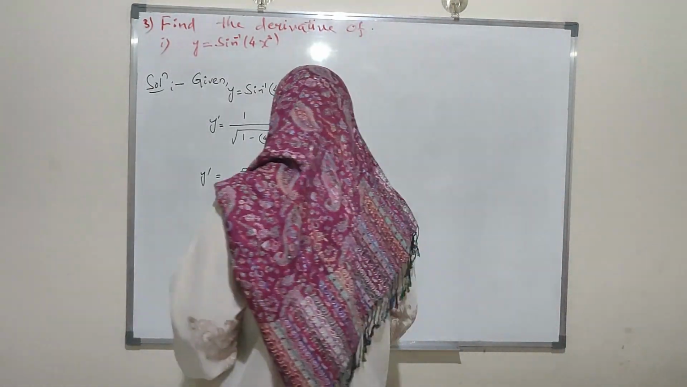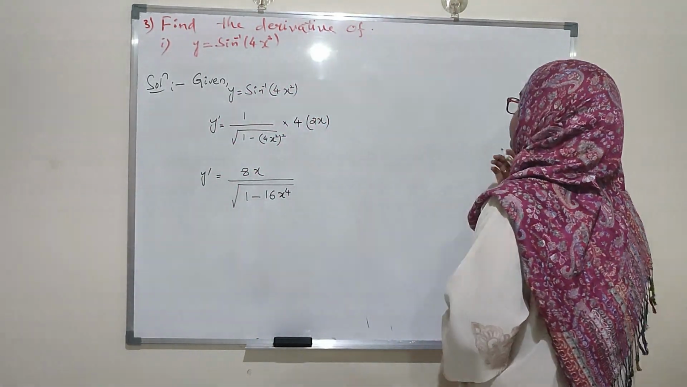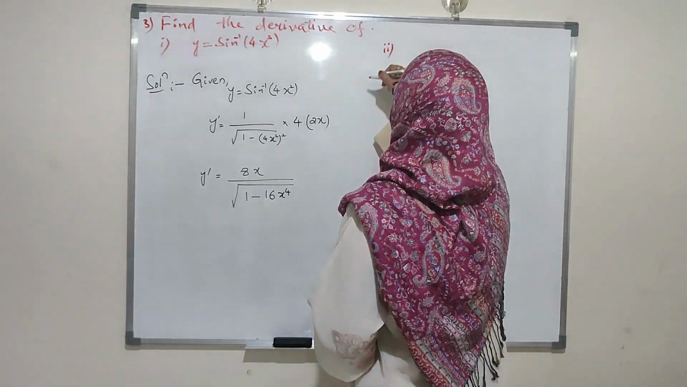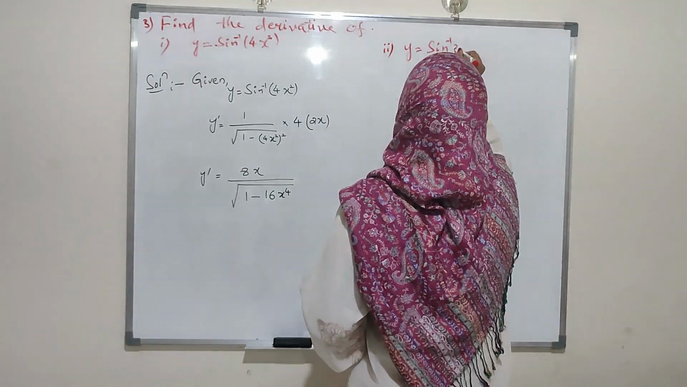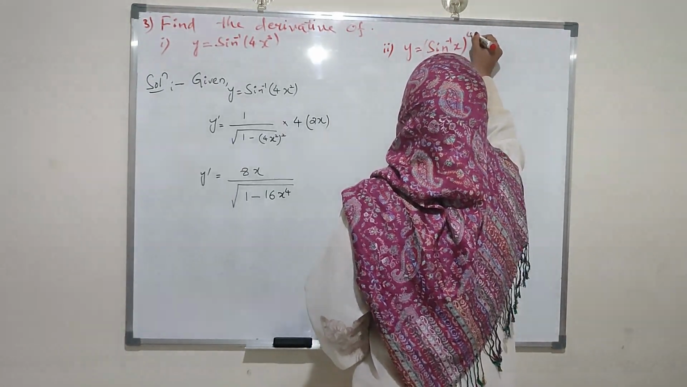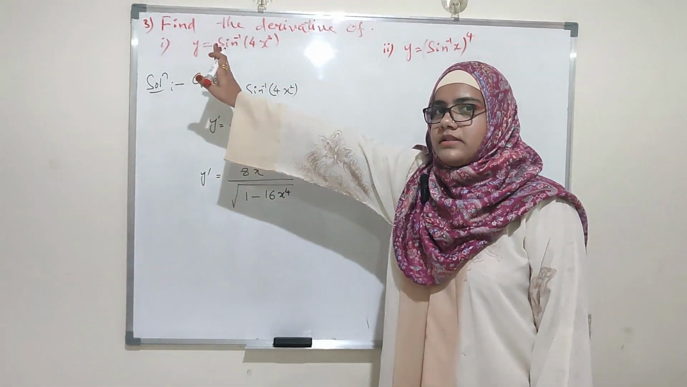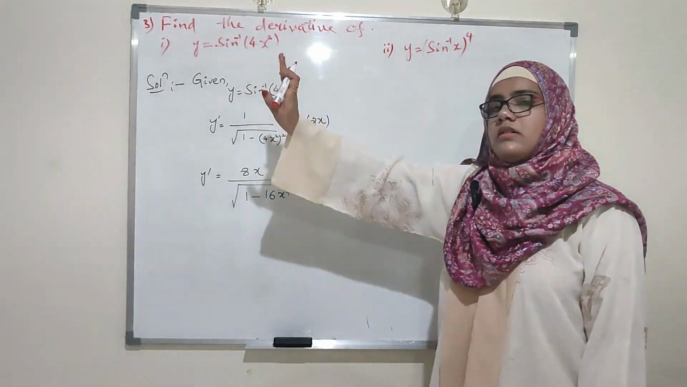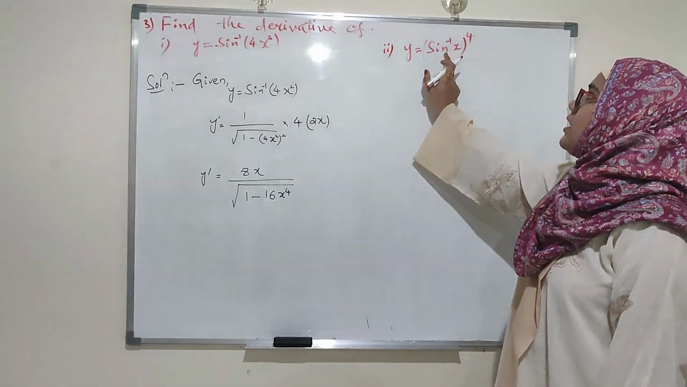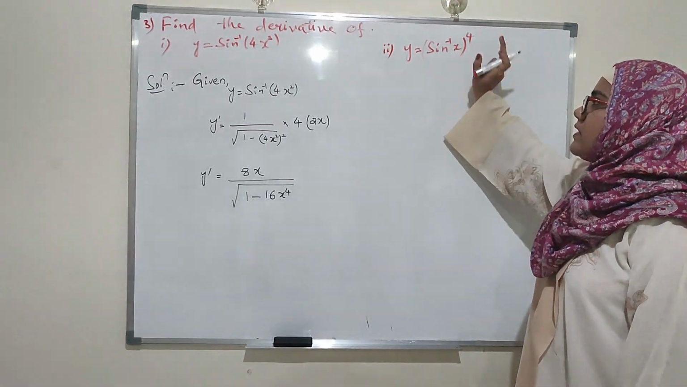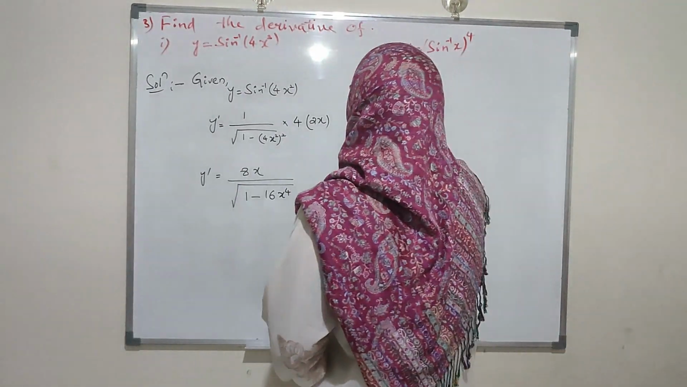Now write down another example, the second one: y is equal to sin inverse of x whole to the power 4. In the earlier one, sin inverse was given separately and 4x to the power square was given to you. Here, consider this term as x, and the power 4 is given to you. Now write the solution for this.